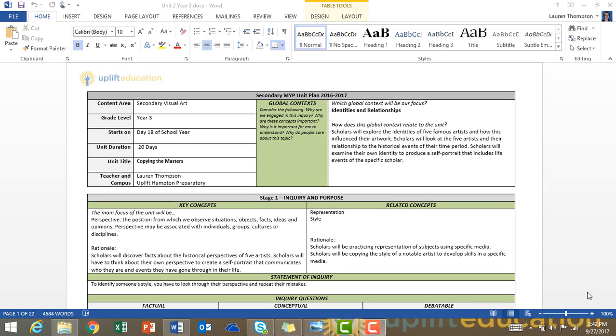Welcome back to look at Unit 2 of Year 3, or 8th grade of visual art in the secondary. This unit is all about developing skills. Unit 1 was very focused on knowledge and understanding, and we used the rubric for knowledge and understanding, and all the projects kind of revolved around that. This unit is centered on developing skills.